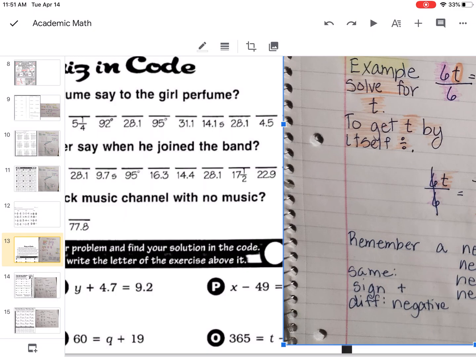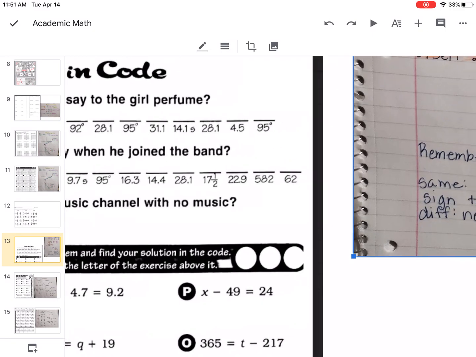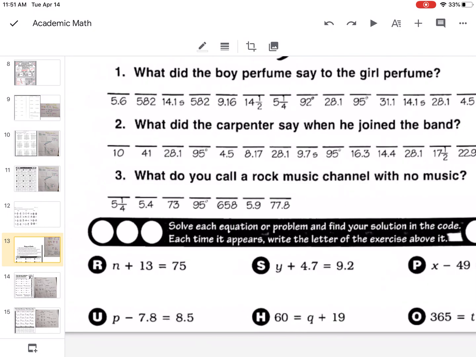I'm going to minimize this and see if there's something hiding underneath there. There's not. Okay. All right.